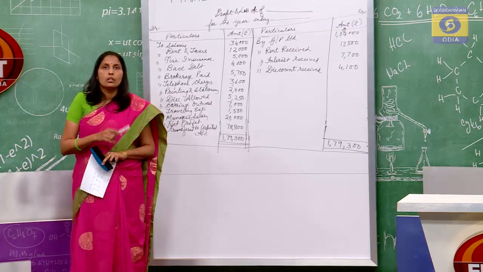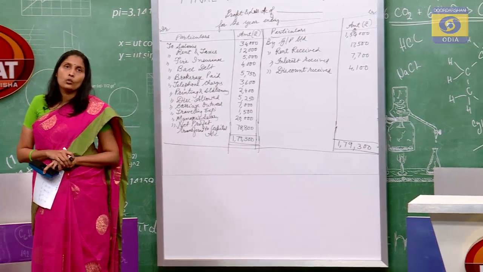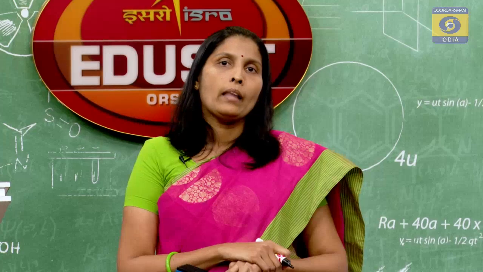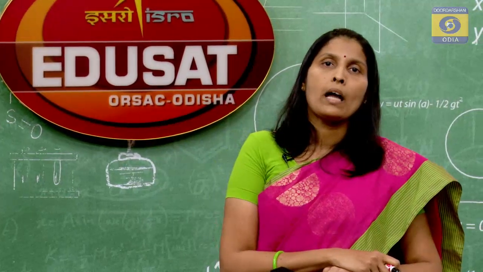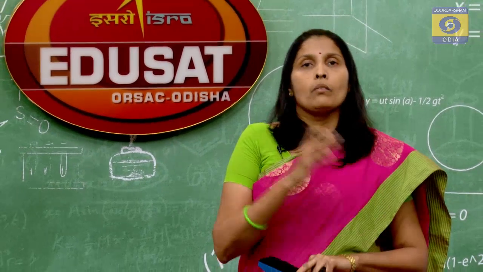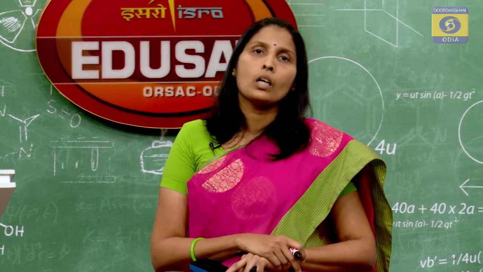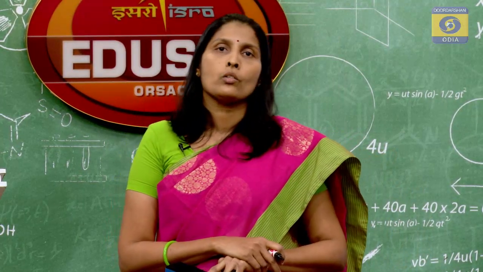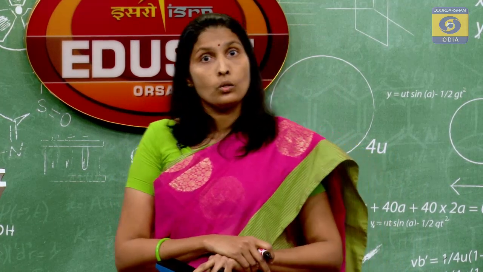So students, this is the way in which a profit and loss account is prepared. In a profit and loss account, we start with the gross profit, and then we debit all the items of indirect expenses and losses, we credit all the items of indirect gains and incomes, and then if the credit side is greater, there is a net profit. If the debit side is greater, there is a net loss.